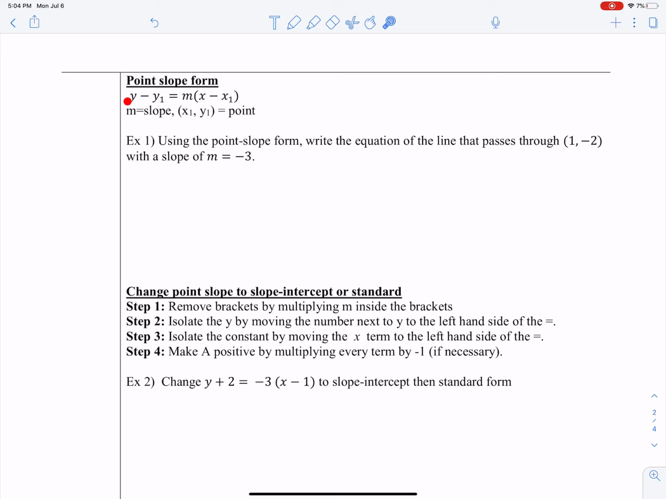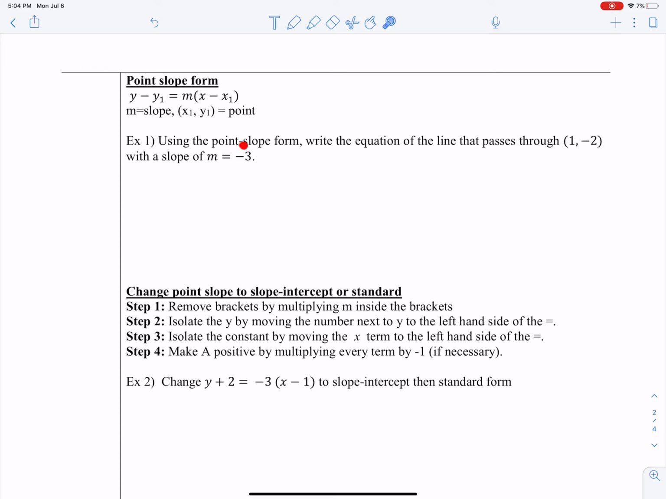So for this one, we have y minus y1 is equal to m(x minus x1). So x and y in both of these are points. M is our slope. That's why it's slope point. And this x1 and y1 are a point that are given to you in the question.